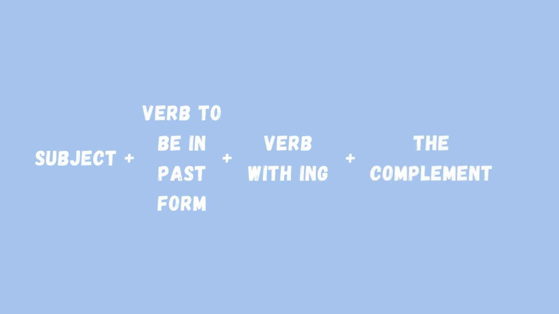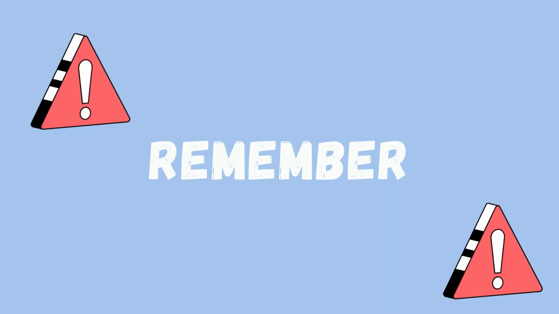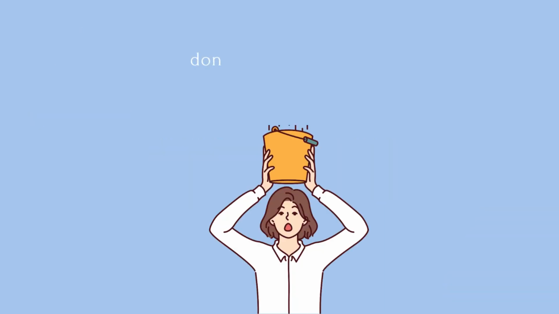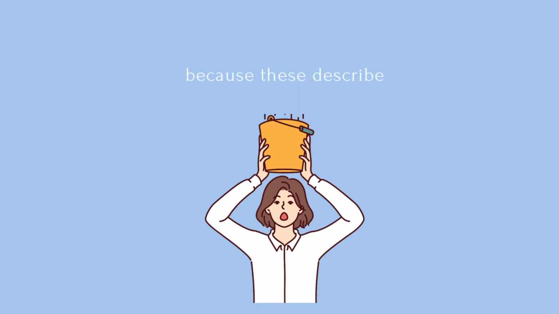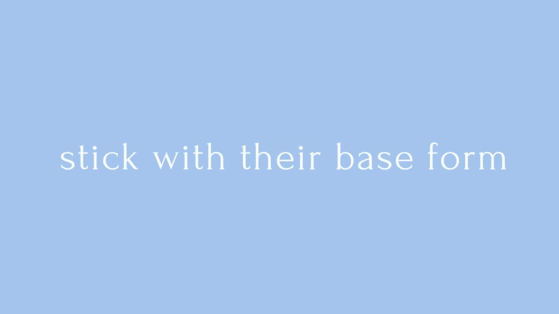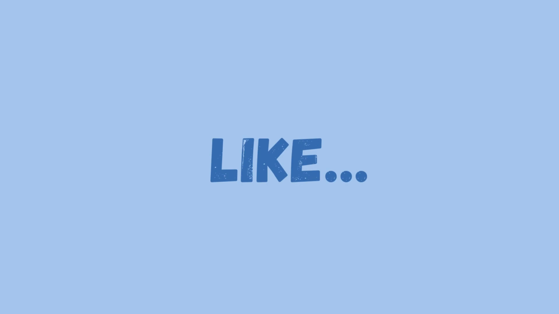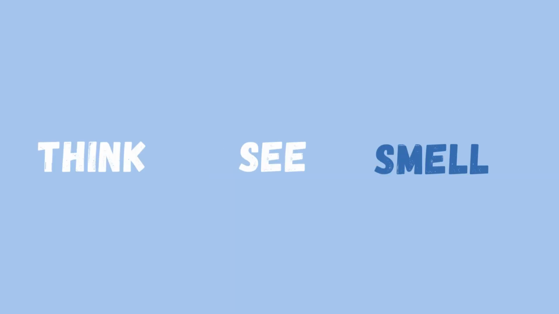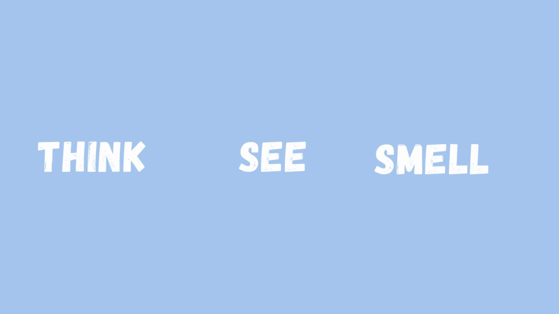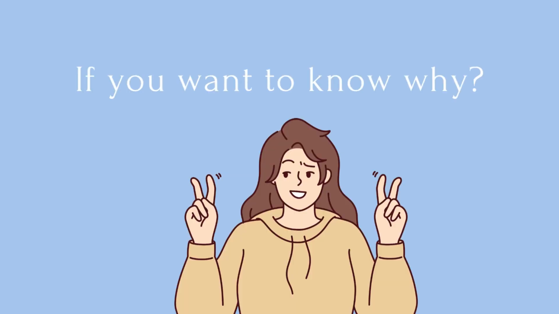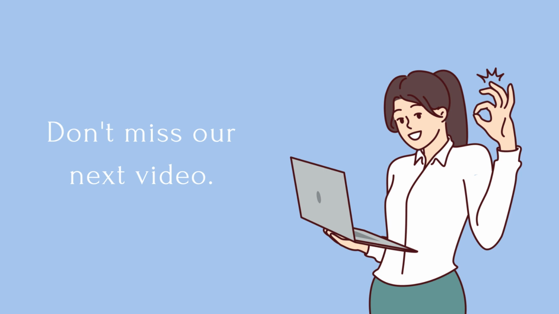context, enriching the sentence. Remember, some verbs don't take the ing form in the past continuous because these describe states of being or feeling that don't progress like actions. These have to stick with their base form in the past tense, like think, see, smell, and some others. If you want to know why, don't miss our next video.